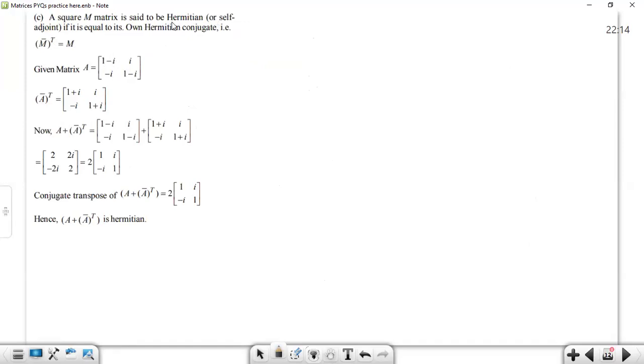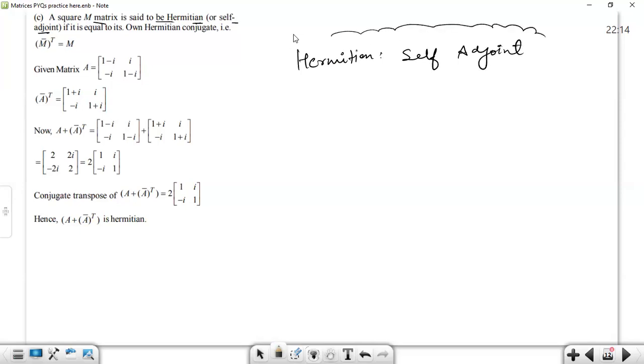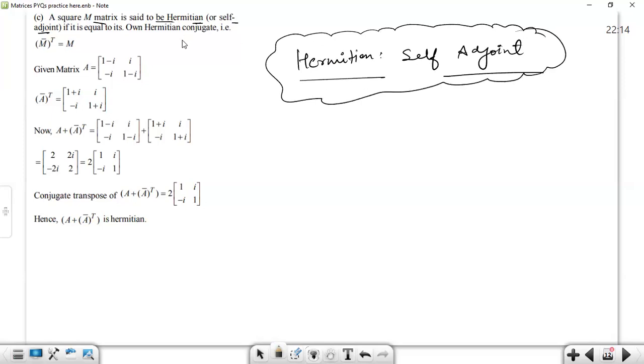A square matrix M is said to be Hermitian or self-adjoint. A Hermitian matrix is also called self-adjoint if it is equal to its own Hermitian conjugate, that is this. This is the condition.